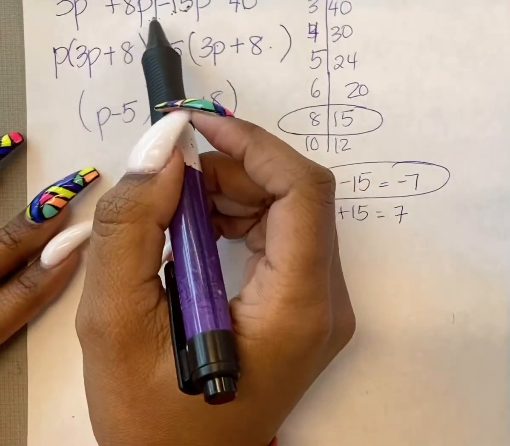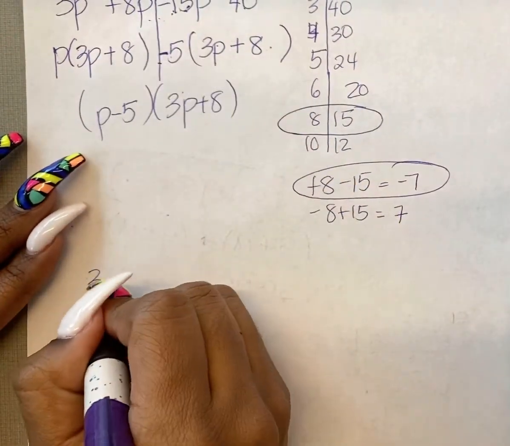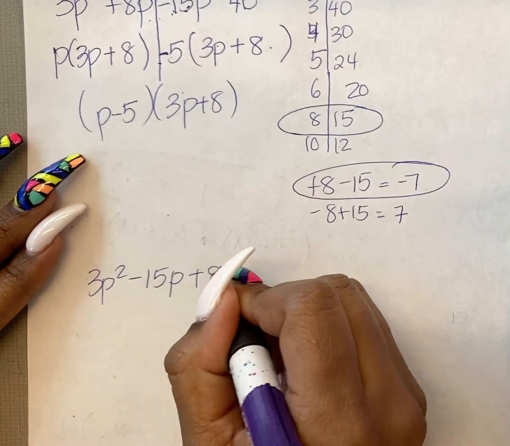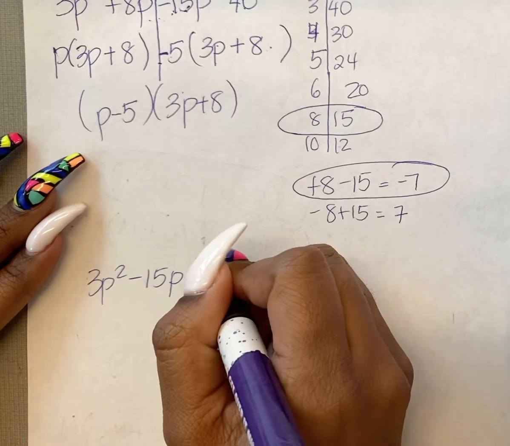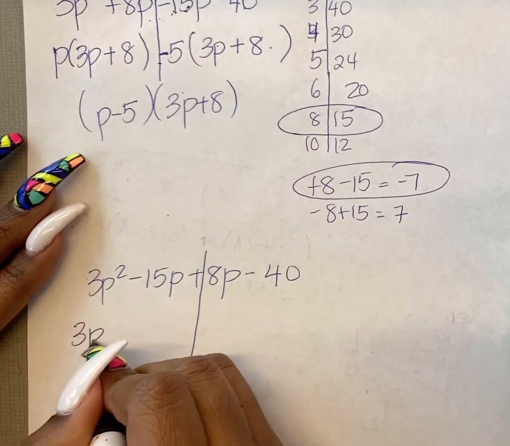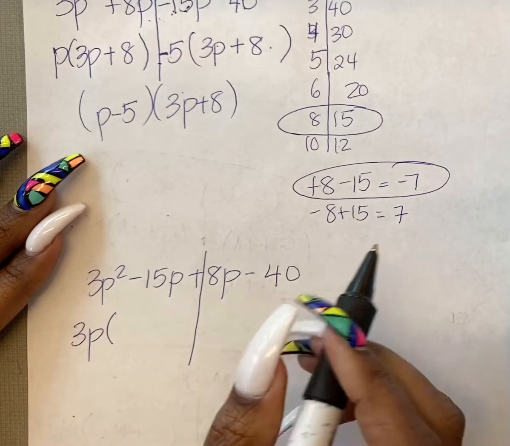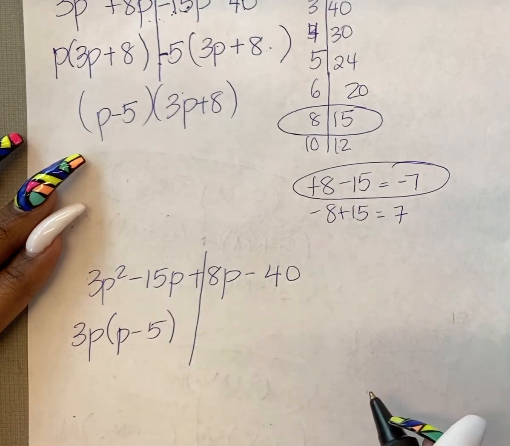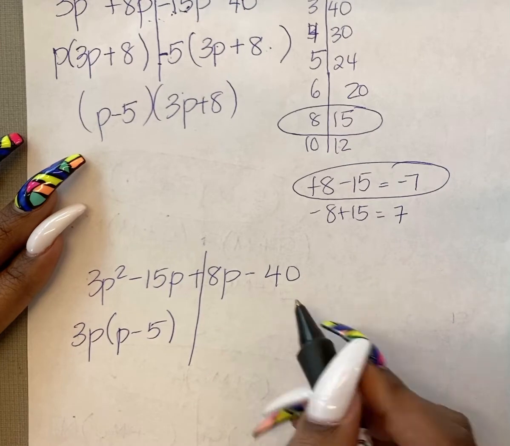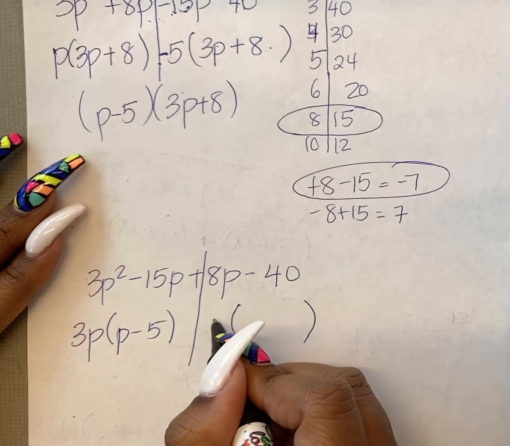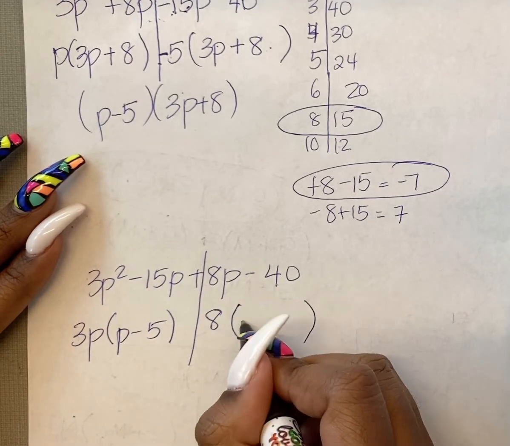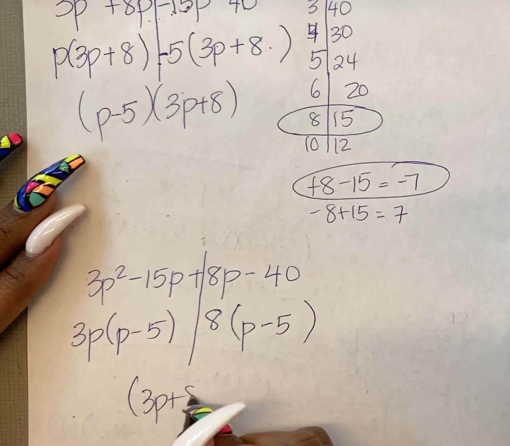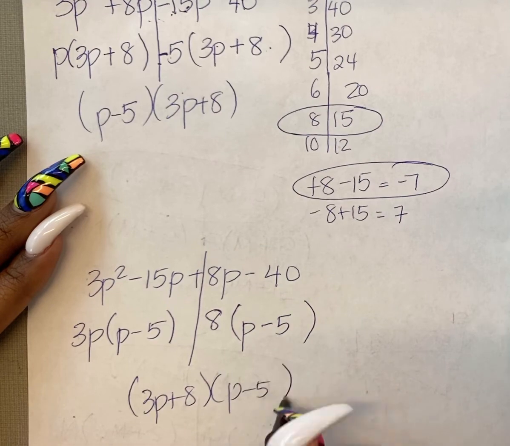Okay, I'm going to do it again, where I'm just going to switch the 8 and the 15. So I have 3p squared minus 15p plus 8p minus 40. I'm going to split it in half. So I have 3p, and what's left is going to be p minus 5. And then what I'm going to take out here is going to be an 8. And what's left is p minus 5. So I end up with 3p plus 8 and then p minus 5.